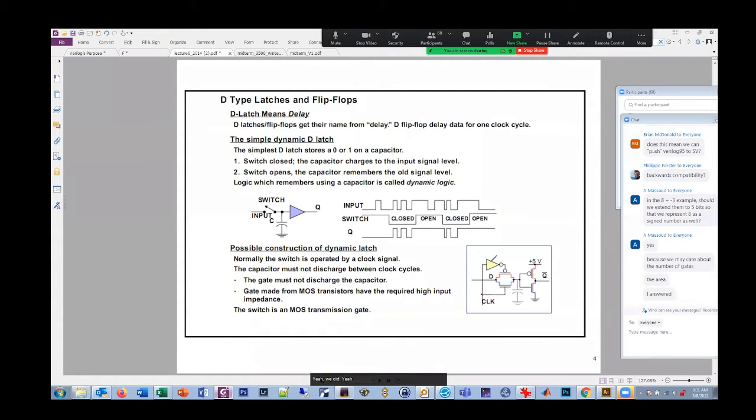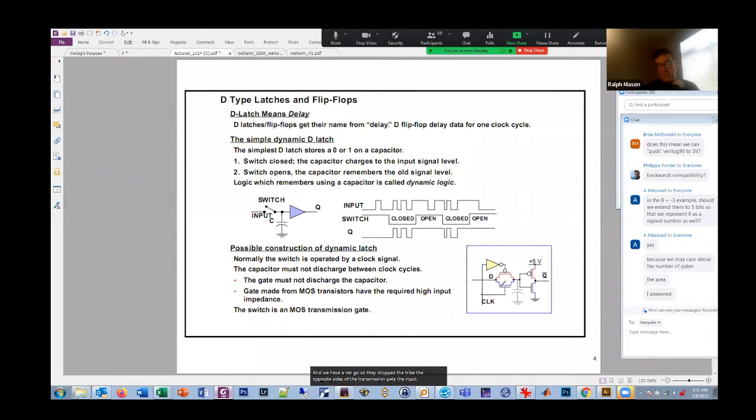And we have an inverter, so they drive the opposite sides of the transmission gate. The input is a D in this case. This inverter is the output buffer. We're going to invert the signal, so we get a Q bar. The capacitance on the input of the inverter acts as the storage capacitance, and that's a D latch. 1, 2, 3, 4, 5, 6 transistors, very simple.